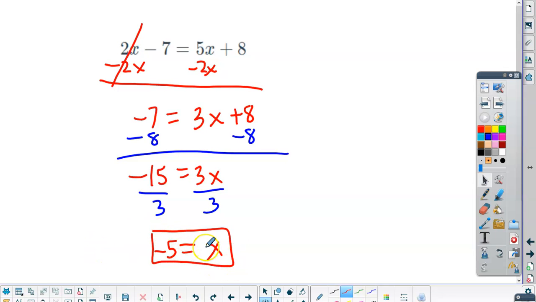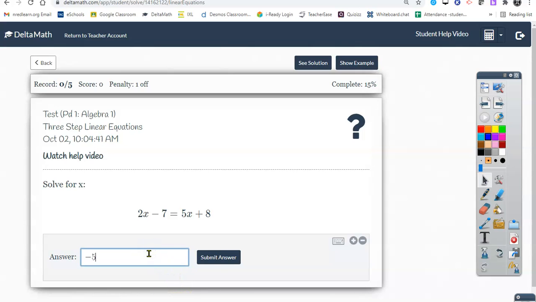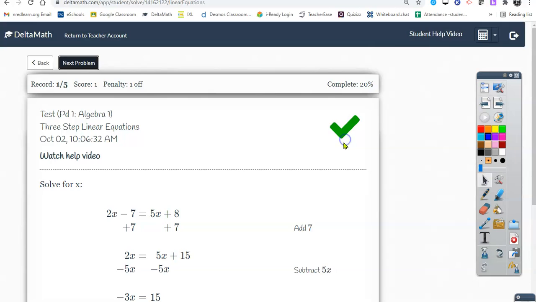This is not the only way to solve this question. There are 4 different ways you can solve this question. You could have started by doing this instead. You could have written a -5x on both sides. You also could have added 7 first to both sides. Or you could have subtracted 8 first from both sides. All of those would be completely correct. So -5 is our solution. We'll type that in here and submit.